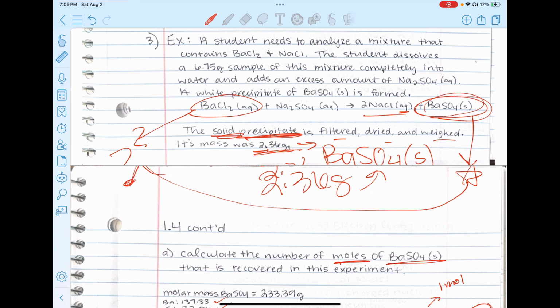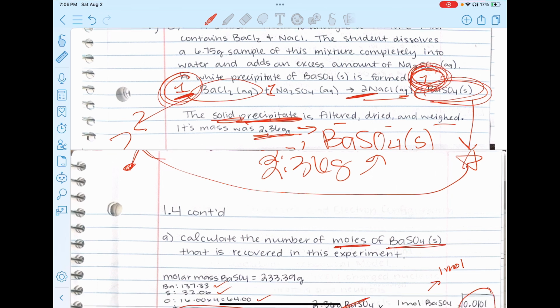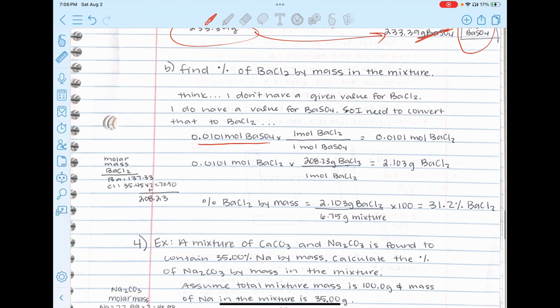So those are our coefficients. See, we have 2 NaCl's here. No other numbers are present. So that indicates it's an understood 1, an understood 1, and an understood 1. That means every 1 mole of barium chloride will produce 1 mole of barium sulfate. So it's a 1-to-1 ratio. That's where we're getting this from.